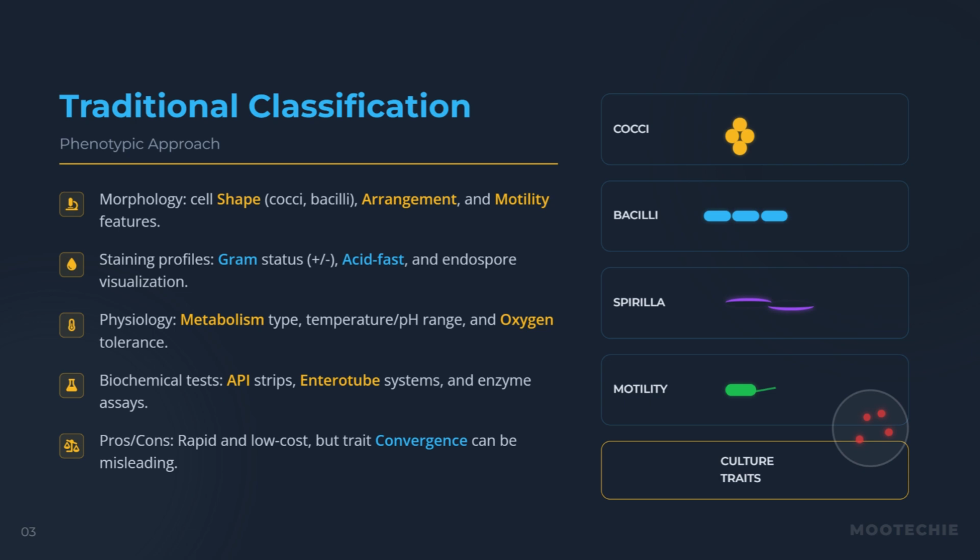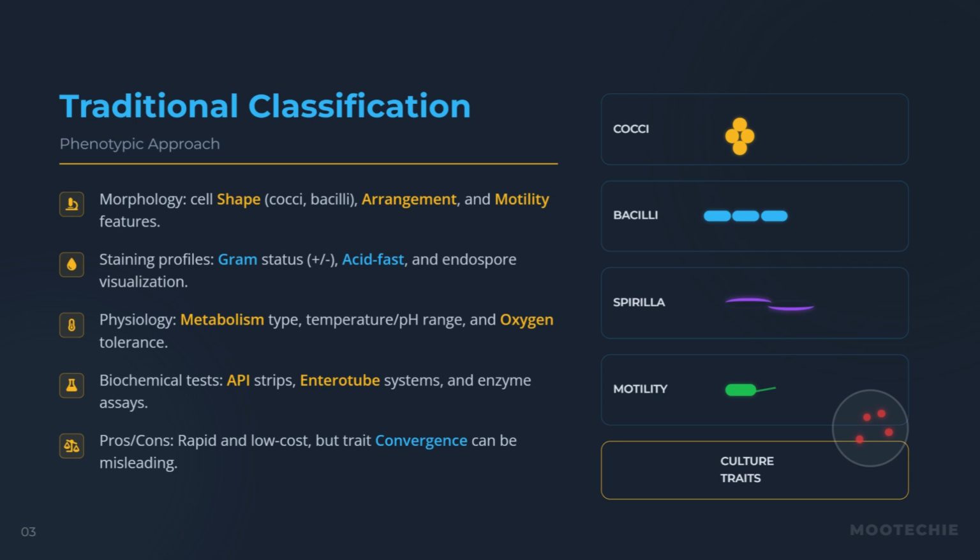Physiology examines metabolism type, the temperature and pH ranges an organism can tolerate, and its oxygen requirements, telling us about its lifestyle. Biochemical tests like API strips, enterotube systems, and specific enzyme assays reveal the metabolic capabilities of a microbe through its chemical reactions.